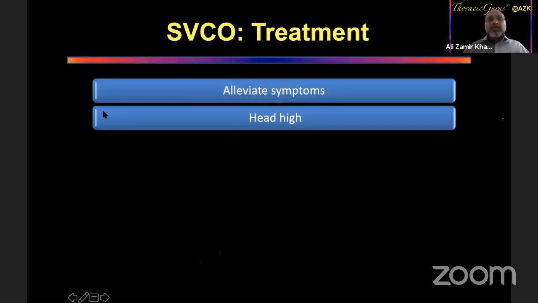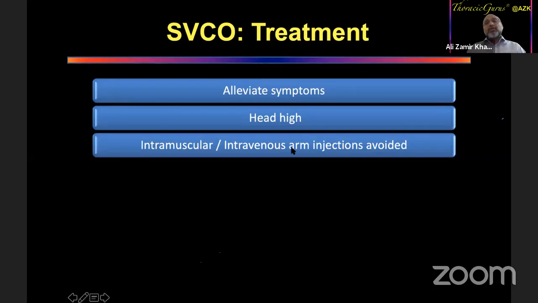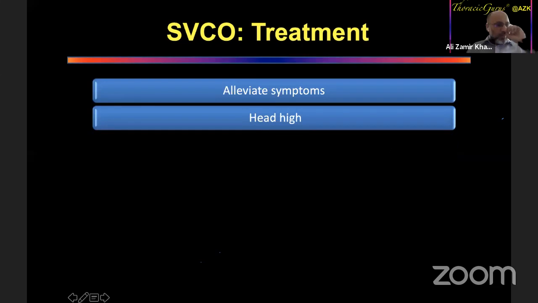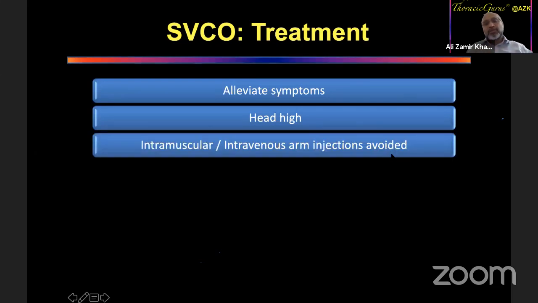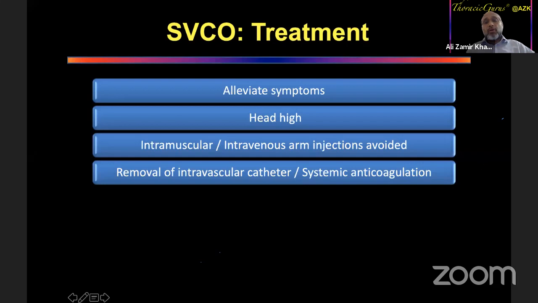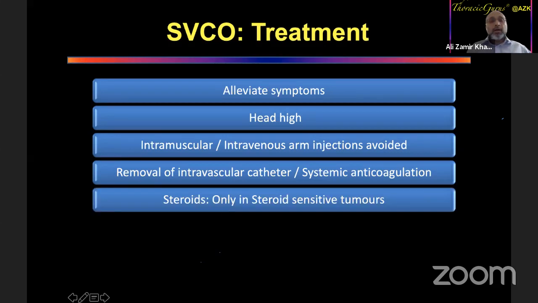Treatments are meant to alleviate symptoms. So you keep the patient head high. Intramuscular and intravenous arm injections are to be avoided. You should not give anything in the upper limb, particularly if the back pressure is high. All intravascular catheters that are present in the body should be removed as soon as possible, the moment you start getting thrombosis symptoms. And the patient must be put through systemic anticoagulation therapy. That's quite important to do.